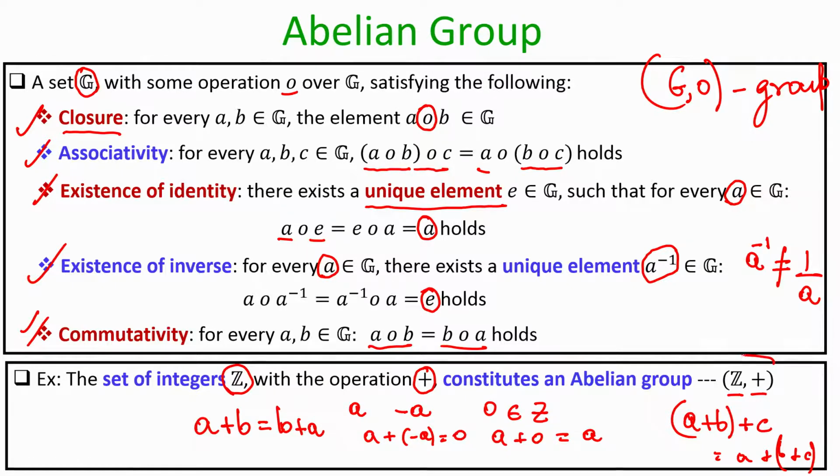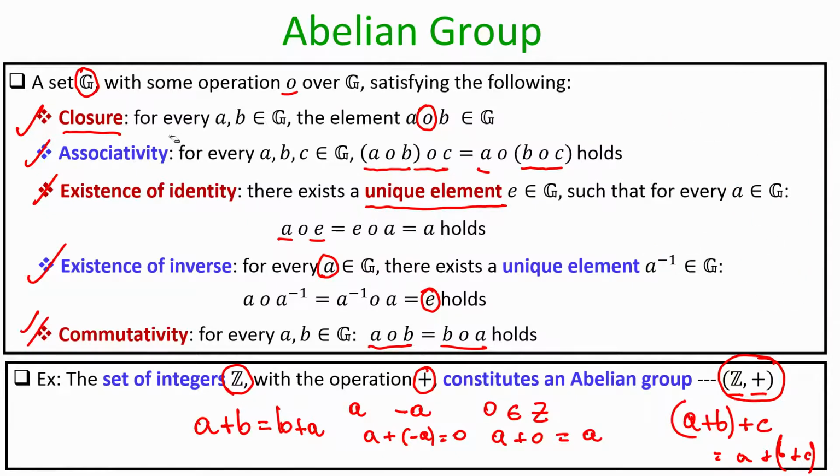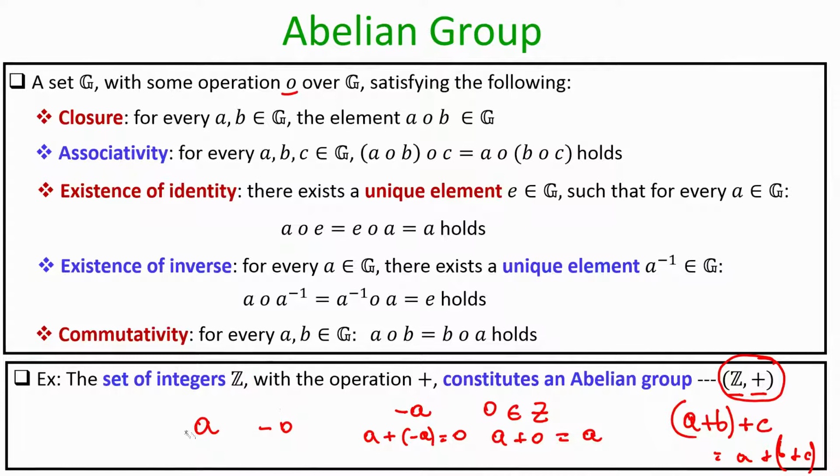That means, this set of integers Z along with the operation plus satisfies all the 5 axioms that I require from an abelian group, and that is why the set of integers along with the integer addition operation constitutes a candidate abelian group. Right. So, we have seen an example of an abelian group.